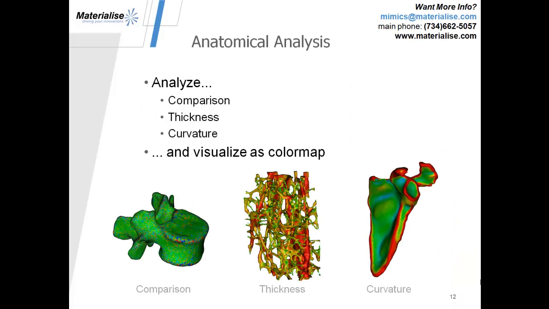We can even do much more advanced analyses such as a part comparison, maybe looking at pre-op and post-op data to look at how the anatomy has changed through the surgery, or possibly looking at thicknesses. The image in the middle shows a trabecular bone structure, and we're looking for the thinnest areas of that structure.